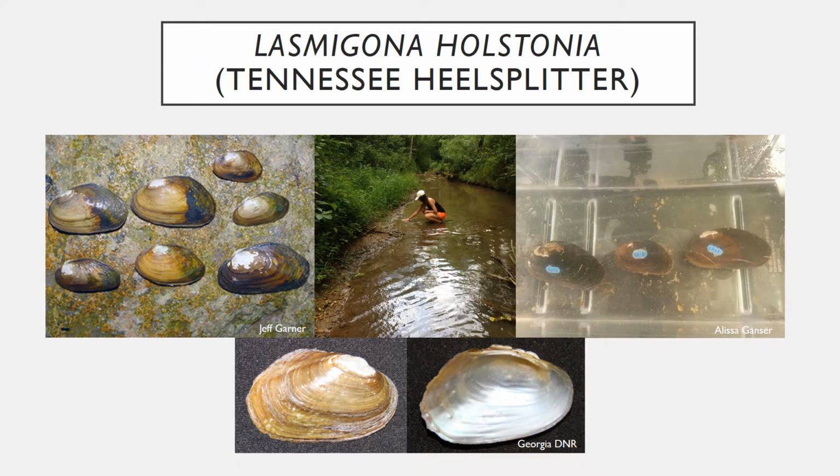So this is Lasmigona holstonia. It's a small-shelled anodontine mussel. Typically occurs in small to medium streams in sand, gravel, and mud substrates. Oftentimes it's found in mud banks along the stream margins, like the image here. And a lot of folks have also noticed that it seems to like the areas near spring upwellings.